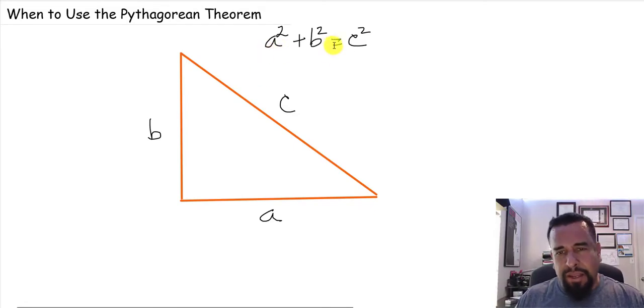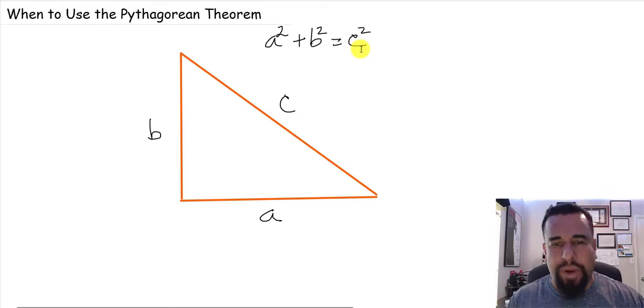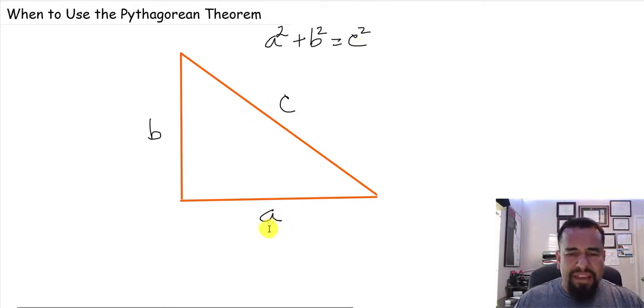Okay, this is the Pythagorean Theorem. a squared plus b squared equals c squared. And notice I have a right here, b right here, and c right here. The first thing you should know, the Pythagorean theorem only works on right triangles. So 90-degree angle right here, right triangles. If you don't have a 90-degree angle, it's not going to work.